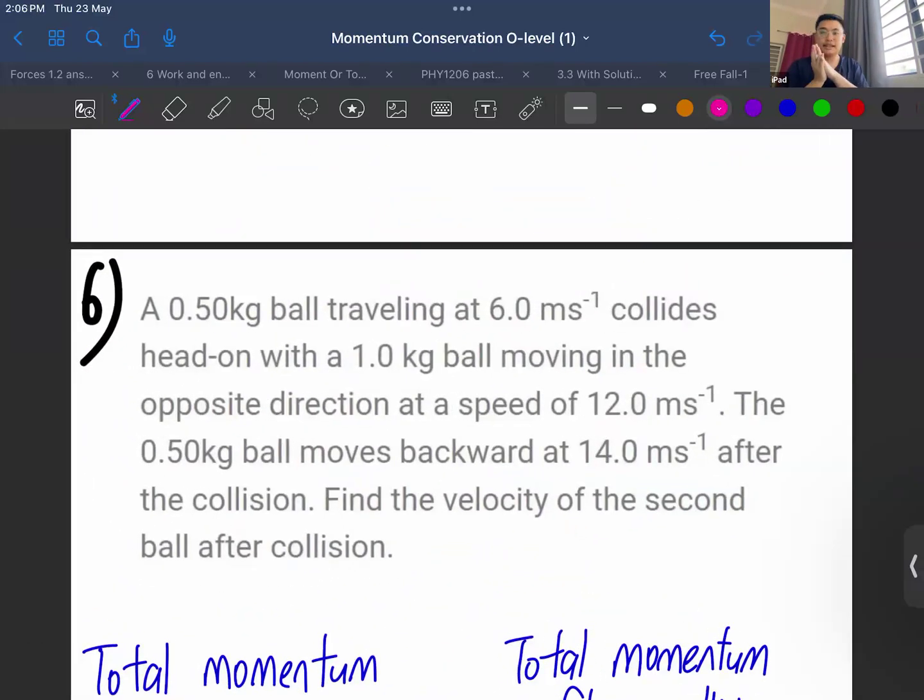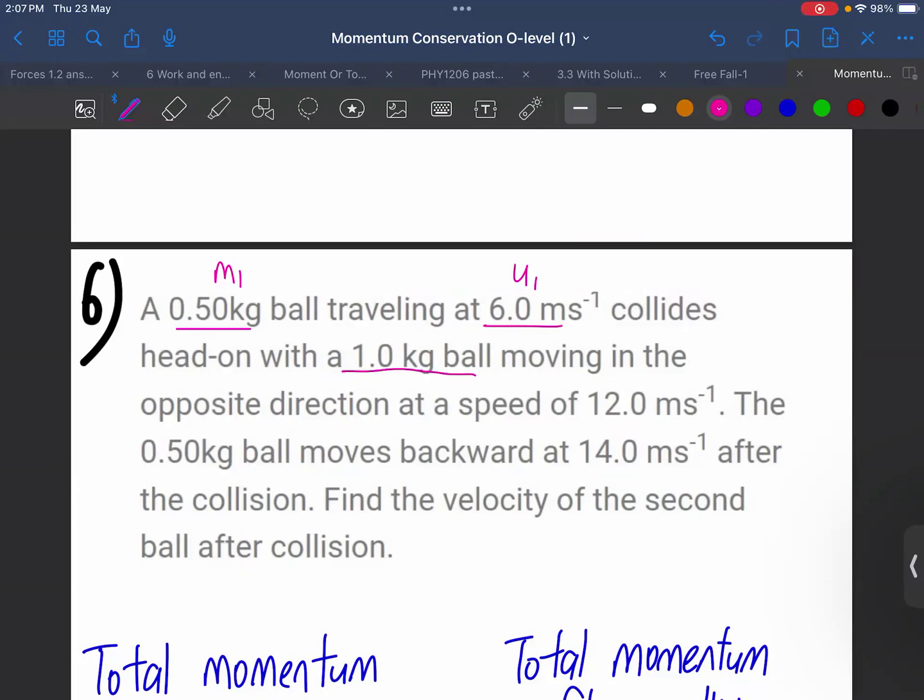By the same reasoning, I hope you can help me to label which one is M1, which one is U1, and so on. Let's start from this one. Help me to label, please. M1, U1, M2, M is mass, U2. Now, can I ask you a question?